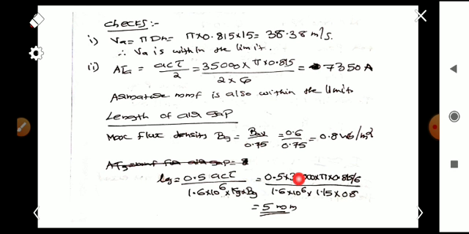by substituting all the values, we will get lg is 5 millimeter. Lg is equal to 5 millimeter.